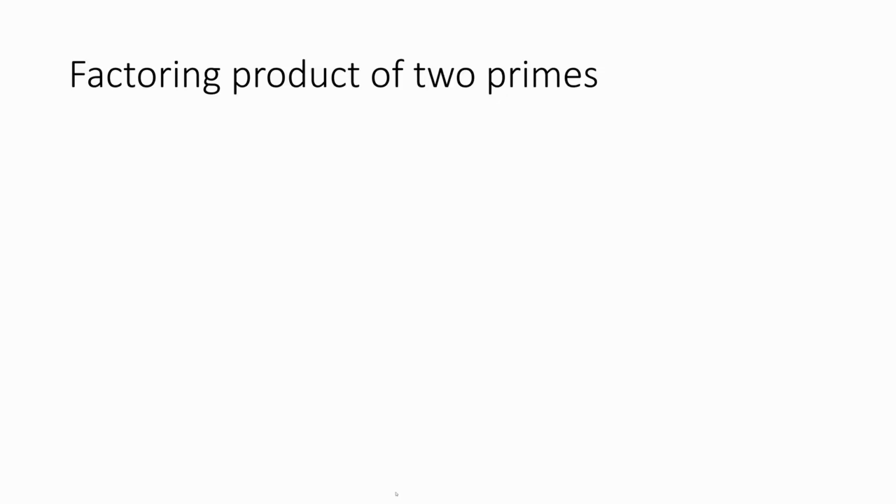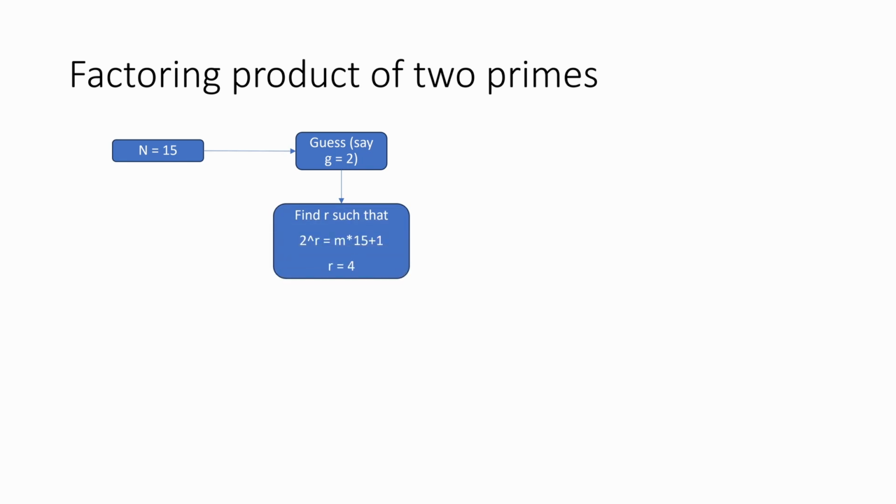Let's see how one would go about factoring a product of two primes. With n equal to 15, it's easy to guess factors as 3 and 5. But let's say we aren't able to. We start by guessing a number g which is less than 15 and doesn't share factors with it. Let's say we guess g equal to 2. Find the power r such that 2 to the power of r modulo 15 yields a remainder of 1.